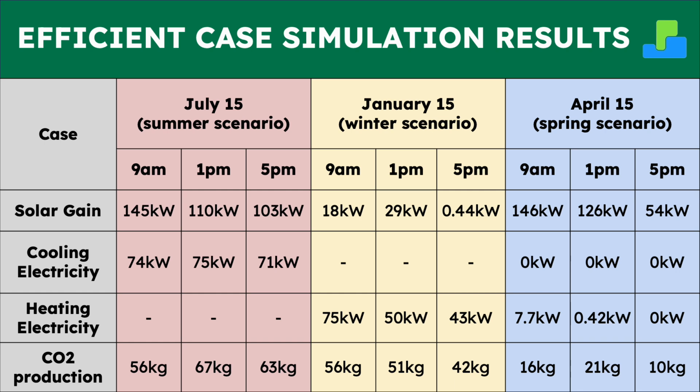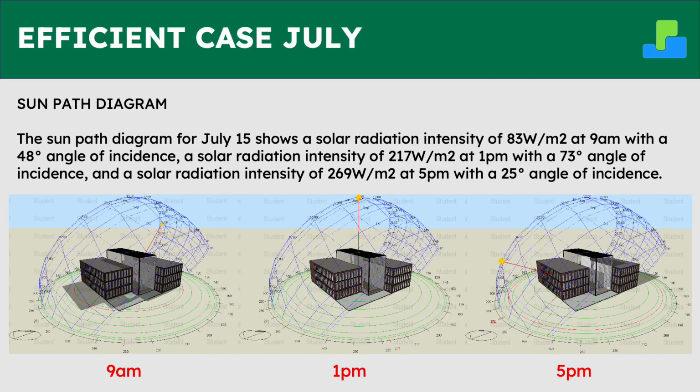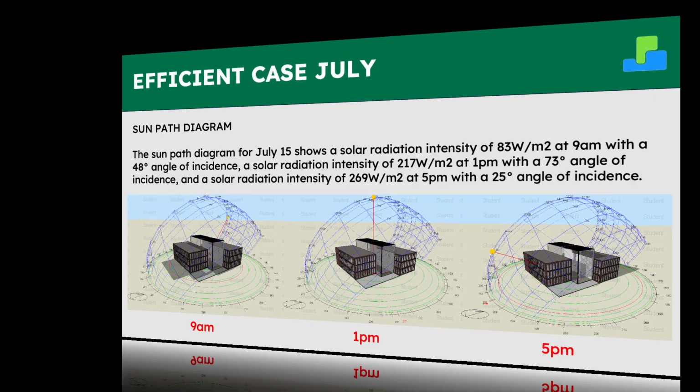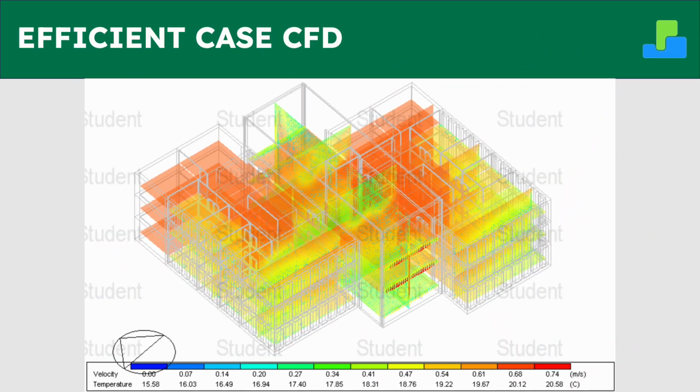To sum up the efficient case, the results show reductions by more than 50% in solar gain, cooling electricity, heating electricity, and CO2 production, aligning with the ERS Green Building Rating System requirements. The sun path diagram in July 15 shows an improvement in the atrium during the summer with the added shading louvers. The efficient case CFD analysis shows improved velocity and temperature values.